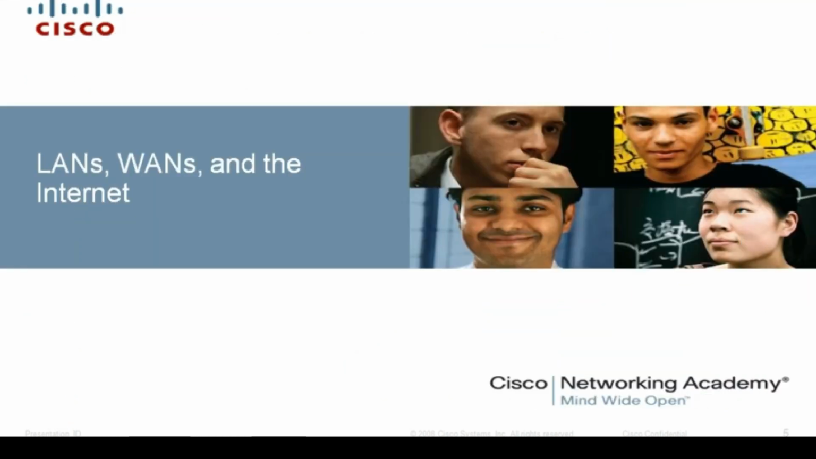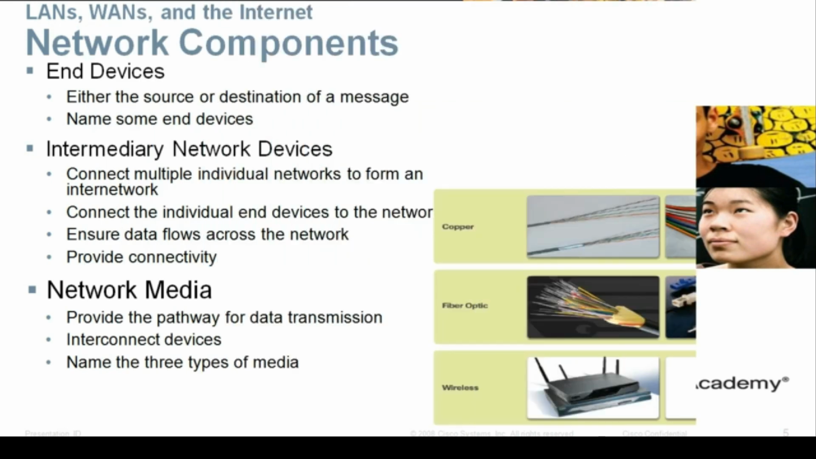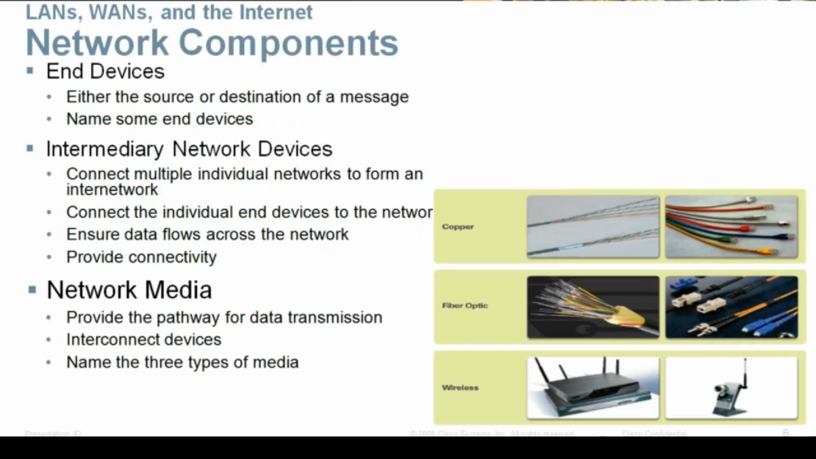Okay, now next we clear the terminology about LAN, WAN and Internet. LAN is basically a local area network, WAN is a wide area network, and the Internet is a globally connected network. But before we go into the detail of LAN, WAN and Internet, the first thing is the basic network components which we are using in LAN, WAN and Internet.